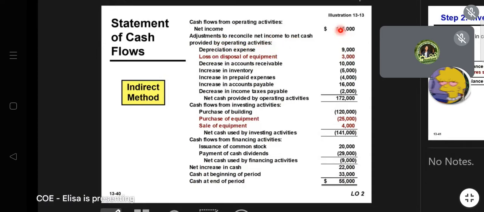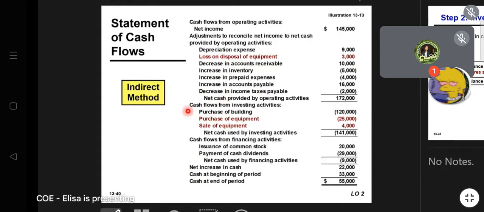So you start here from 145,000, then you look into your income statement: depreciation expense, you add back; loss on disposal, you add back. Then, if there are no other items, you look into your current assets: decrease, the increase in inventory, increase in prepaid expenses. Then you look into your current liabilities. Just two: increase in accounts payable, decrease in income tax payable. So this is your net cash provided by operating activities.